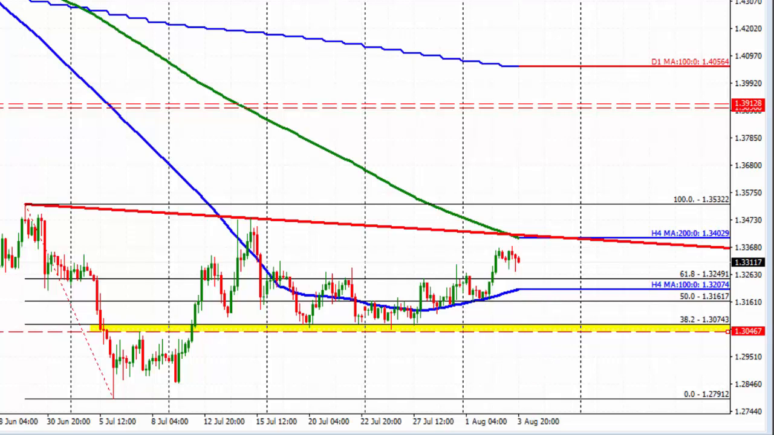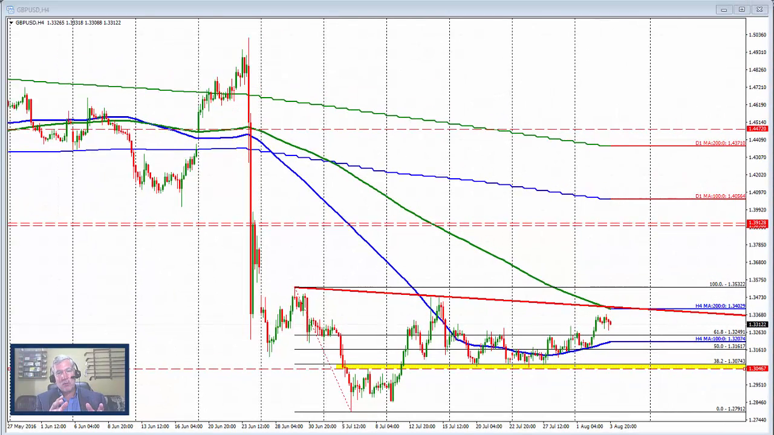If they were to keep their powder dry and not do anything, what would we expect? We'd expect the price to move above the 200 bar moving average and explore upper regions or upper levels. So those are the two key levels where action should send the price toward.